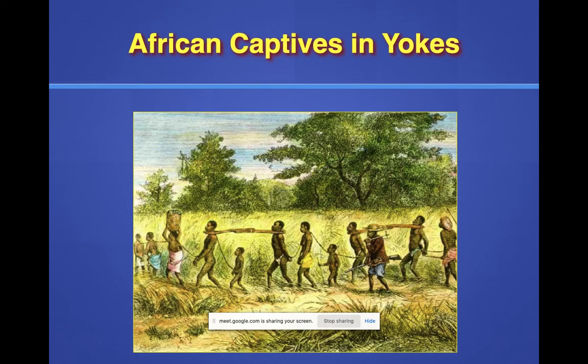So these are called yokes. Yokes were a common practice. In order to keep slaves from running away, they tied their necks to another slave, and then they were chained to other people as well. And that meant that they were able to keep them from escaping.